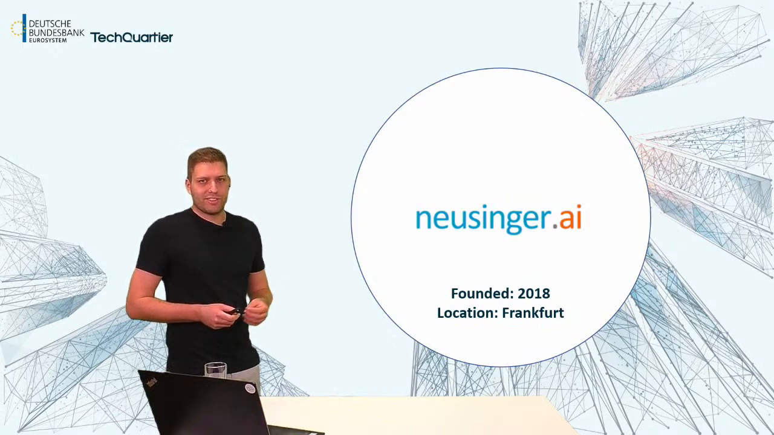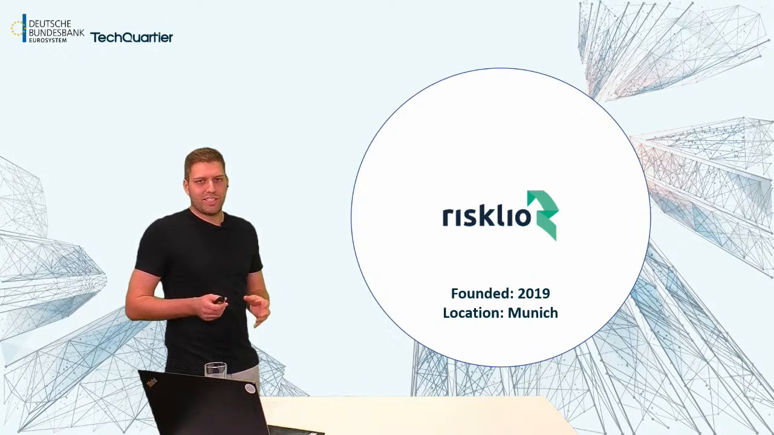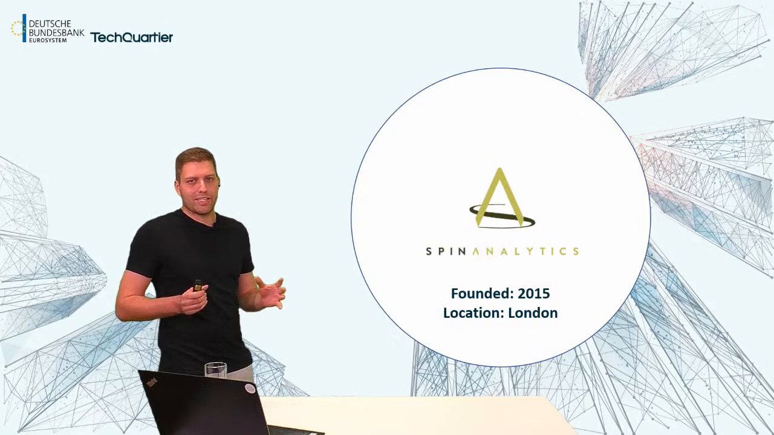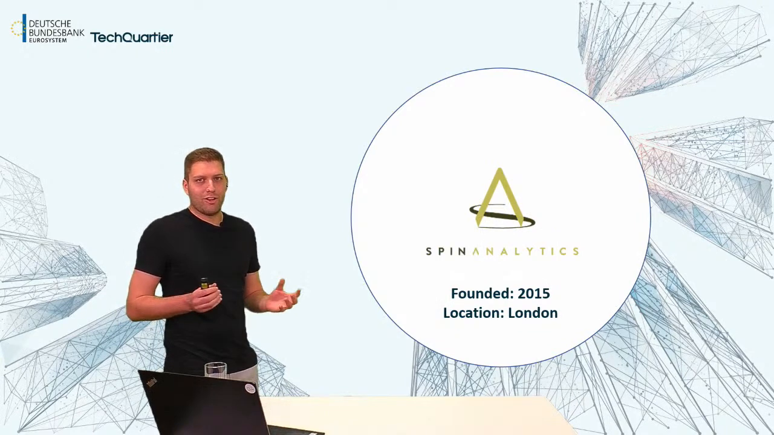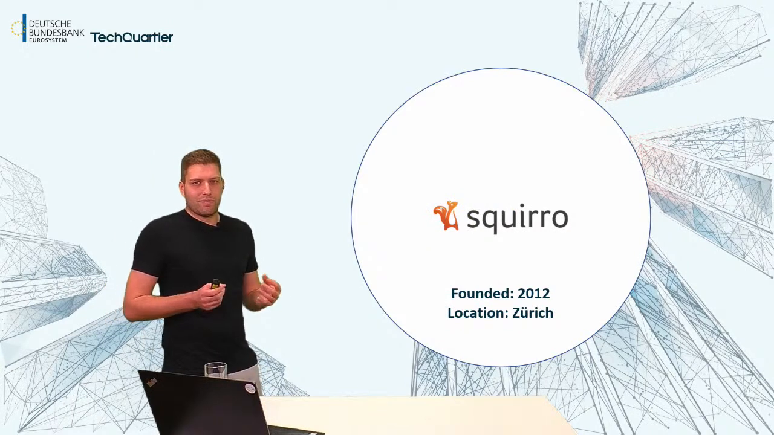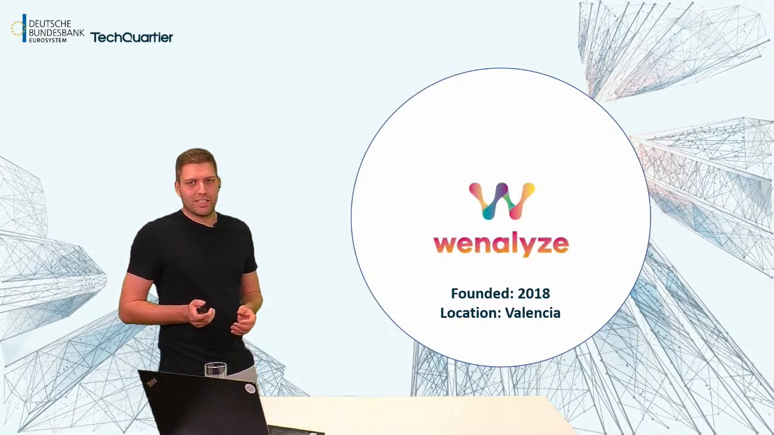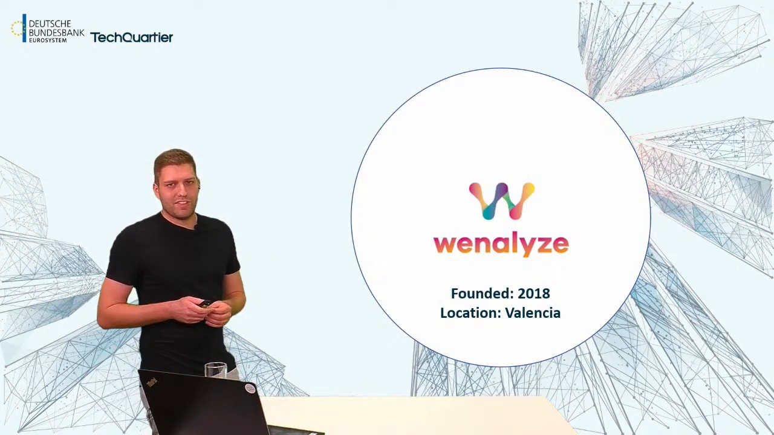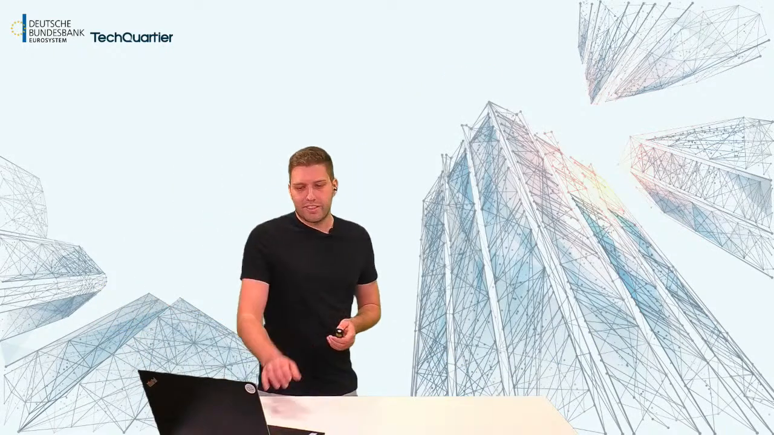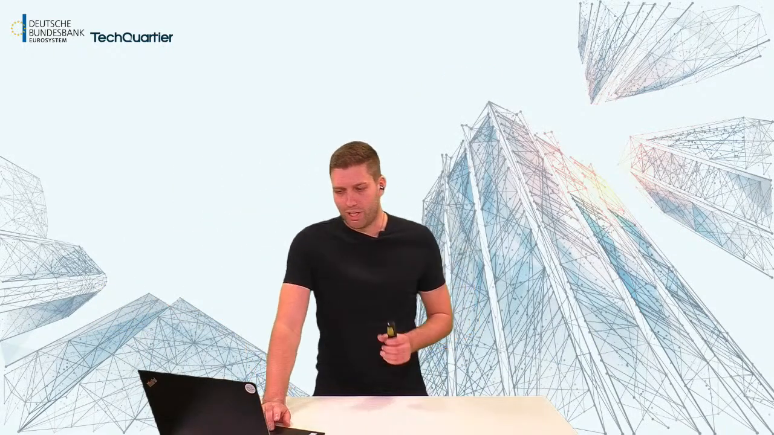After that, we will see Nursinger.ai, one of our Frankfurt startups, founded in 2018. Then there will be Risklio, founded 2019, so a very young startup located in Munich. Then we will see Spin Analytics, our London participant, founded in 2015. After that, Squirrel, founded in 2018, located in Zurich. And last but not least, we have Vanalize, founded 2018, coming from Valencia. So this is our lineup, and I don't want to focus longer on the startups. I would like to dive directly into the pitches.